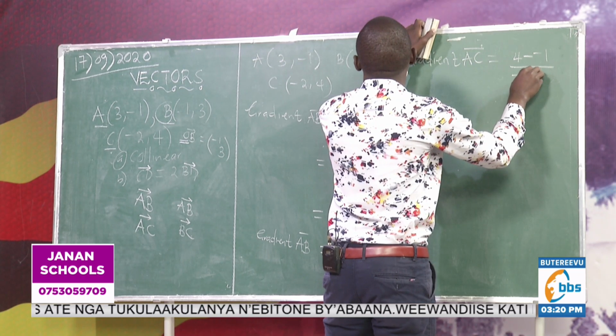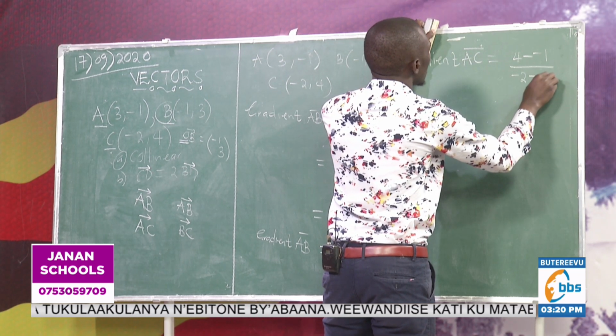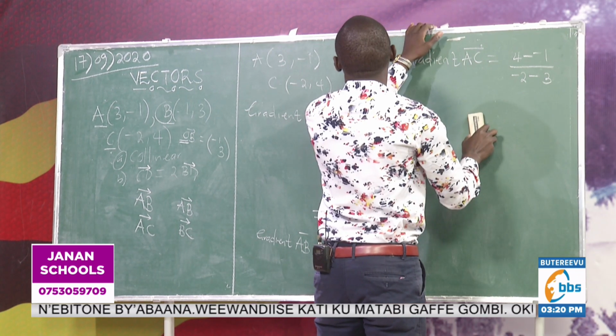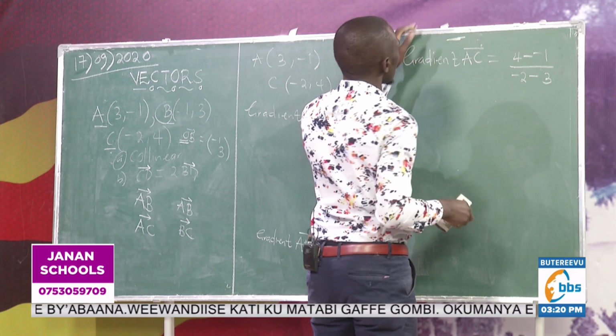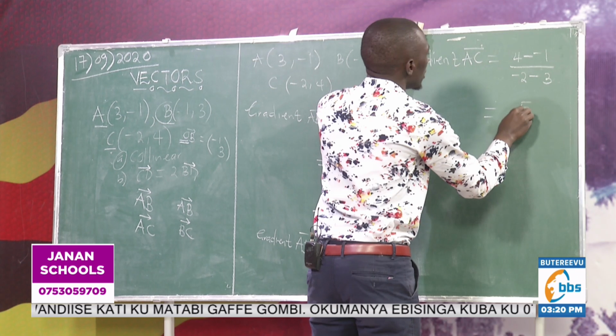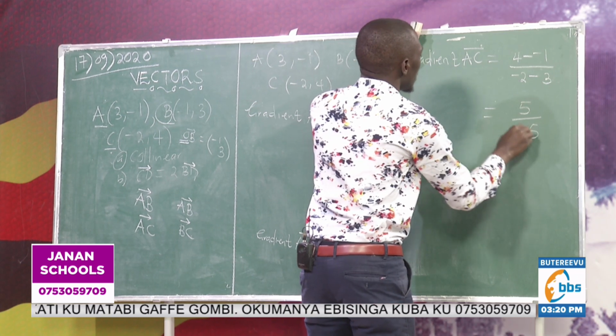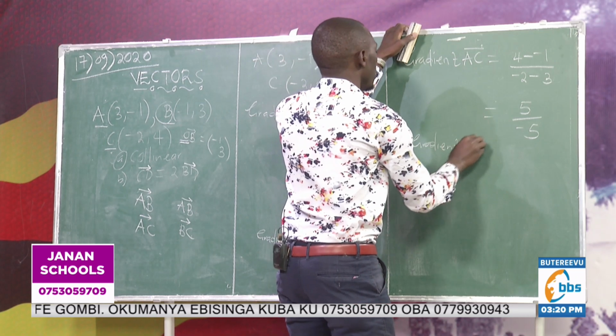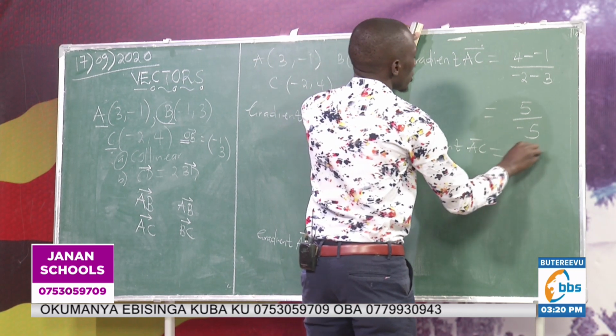minus 3. That's what you're having. So you have -2, because I'm just getting it for SC. Now see, when you work this out, I'll be getting 5, then divide by -5. So see, the gradient here of SC will be equal to -1.